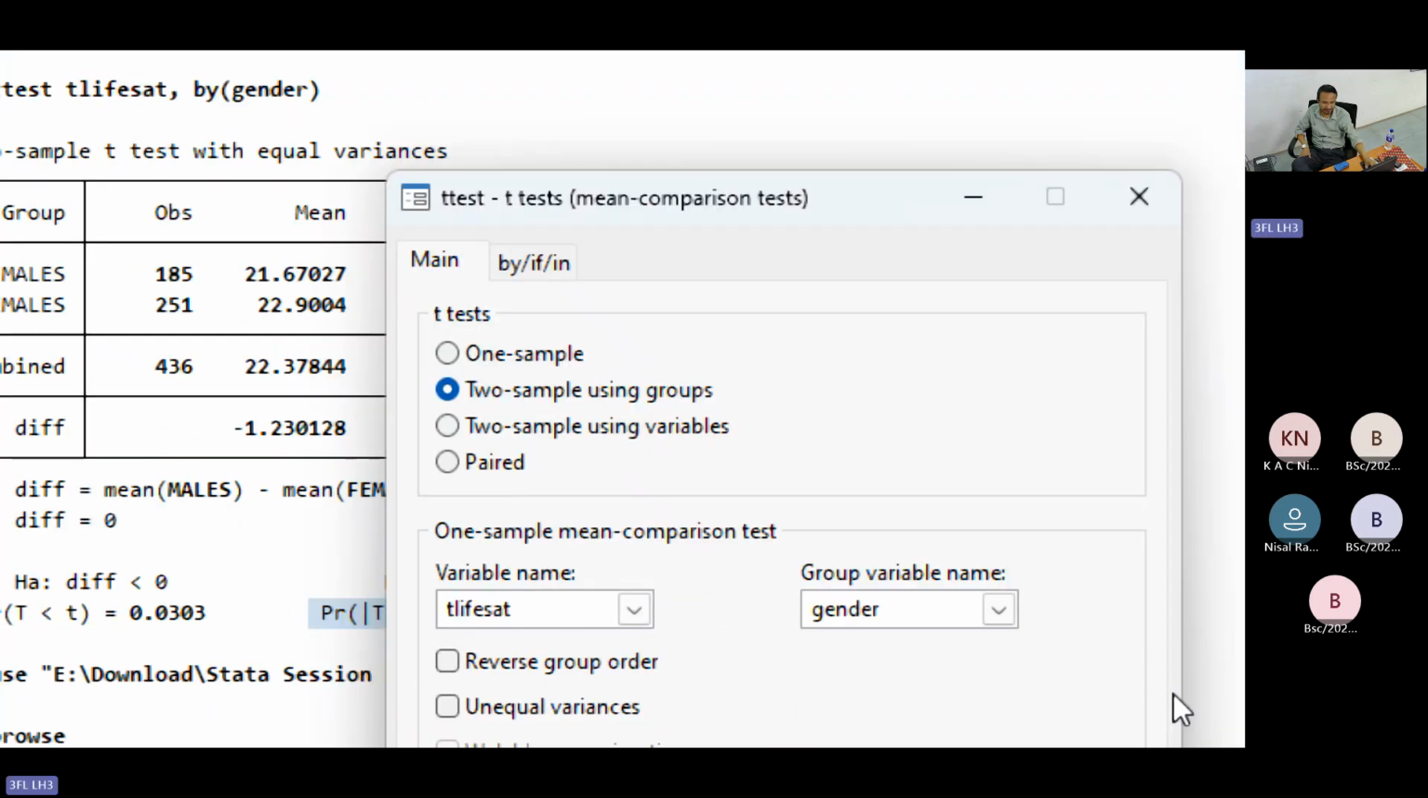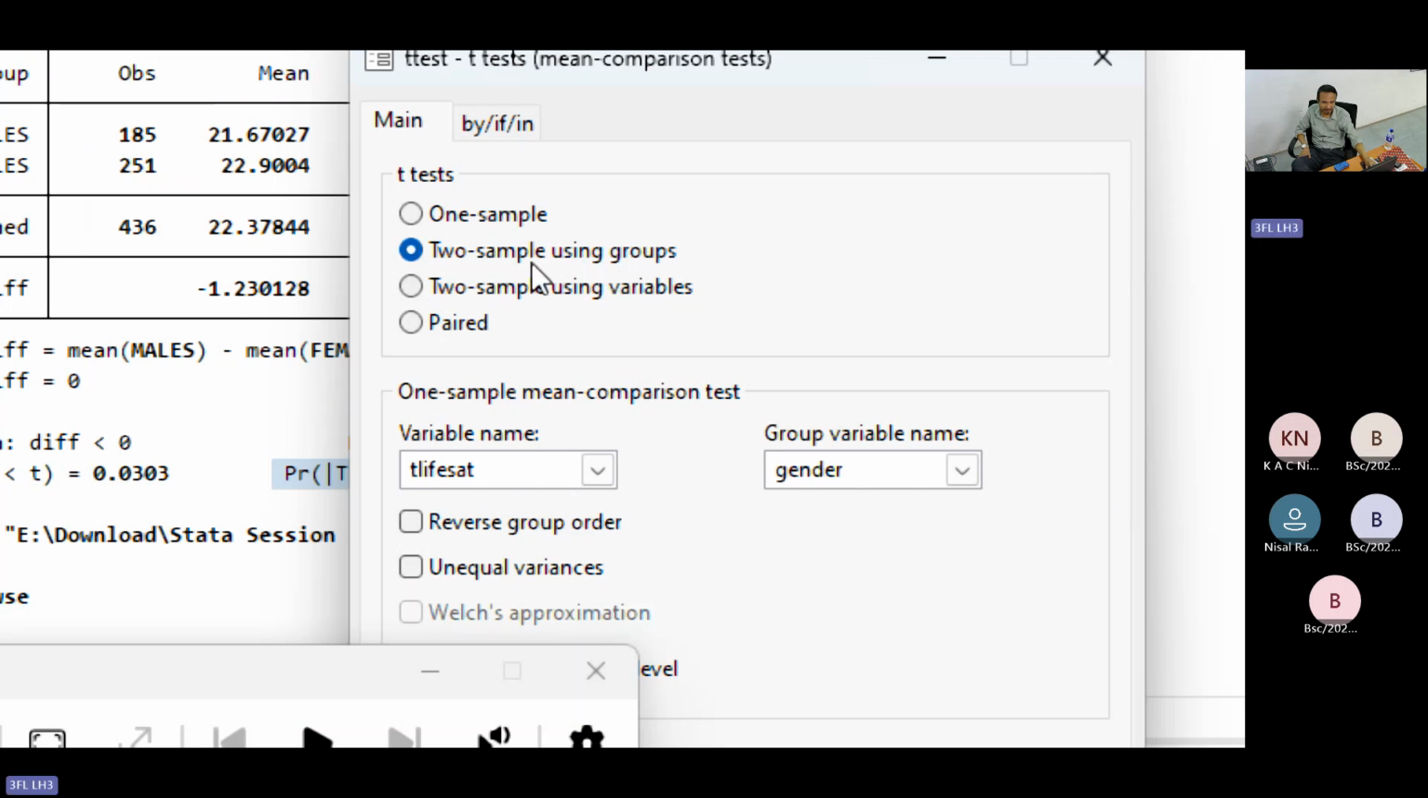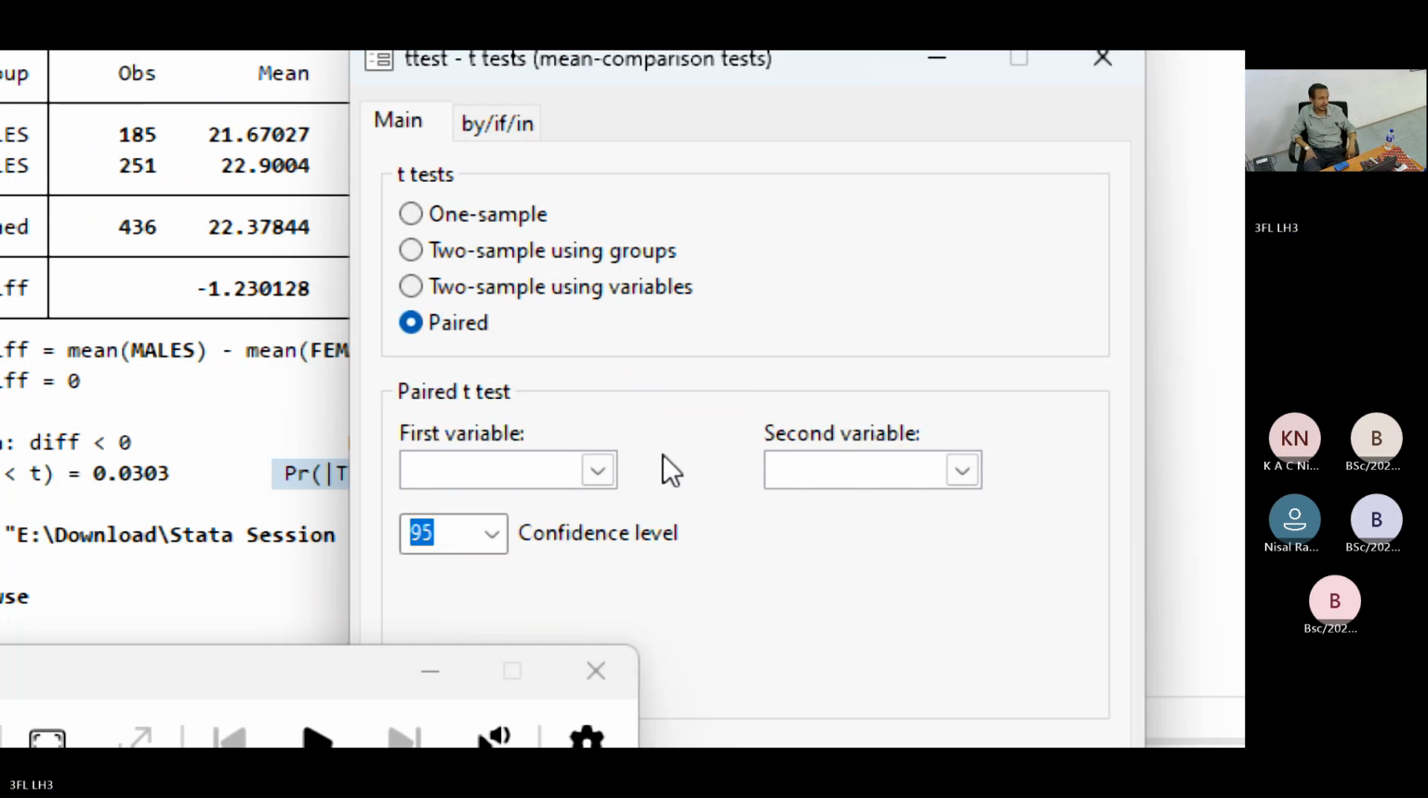T-test, mean comparison. Two samples using groups? No, we have to go for pairs. Now select pairs, not two samples using groups. You have to select pair. Now the difference is there. Please select pair.